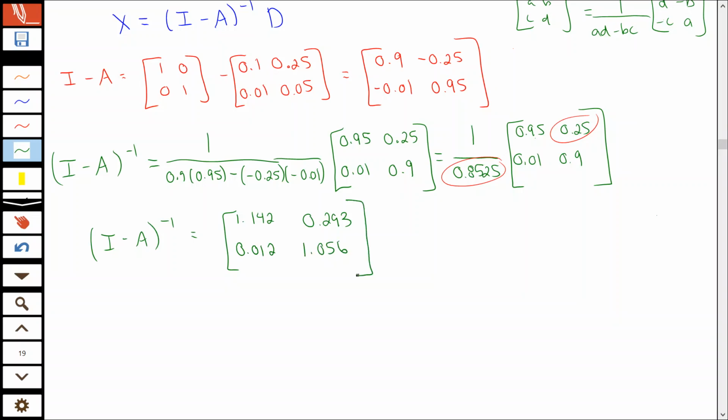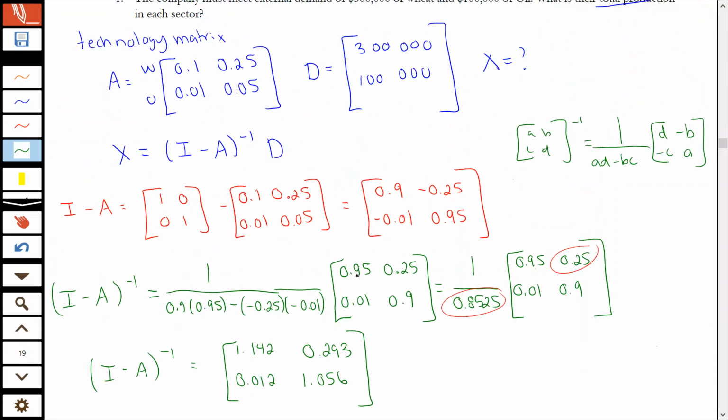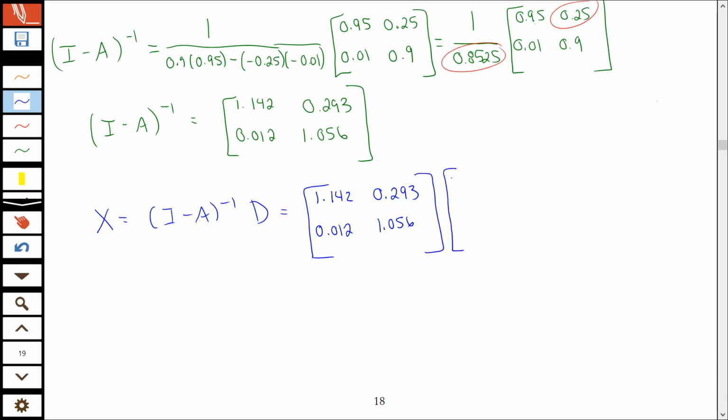You can get some really funky decimals going on here. And so typically we keep 3 decimals in these problems. So now that I have the I minus A inverse, I know that my production is just that I minus A inverse times my demand. So in order to actually find production, we're taking our I minus A inverse and multiplying it by our demand. So we're taking this matrix that we have, the 1.142, 0.293, 0.012, 1.056, and we're multiplying it by that 300,000 and 100,000.